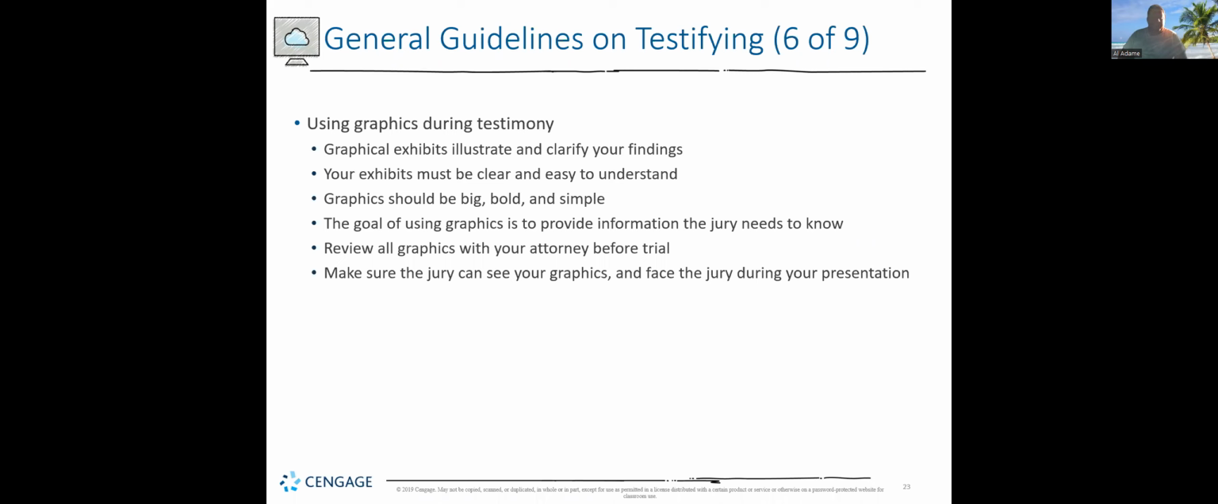Make sure the jury can see your graphics and face the jury during your presentation. Because remember, you're trying to convince the jury of whatever they're asking you to explain.